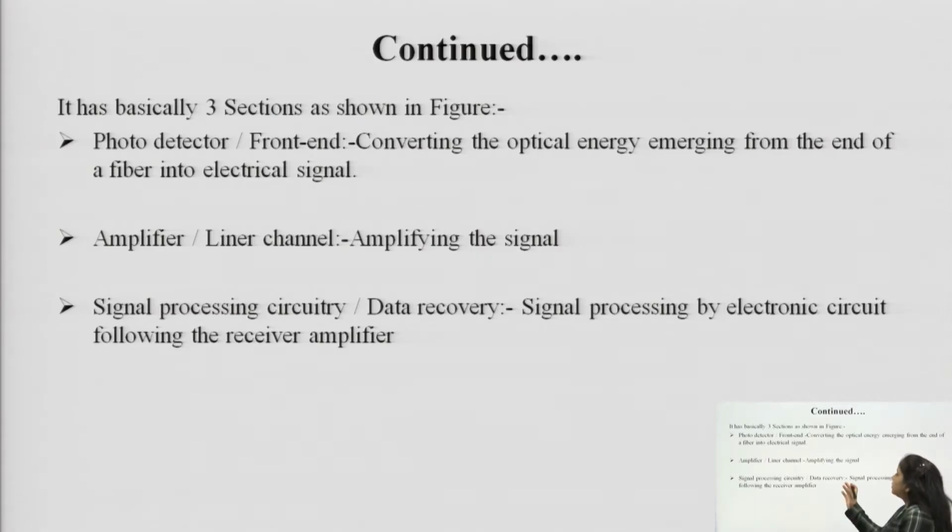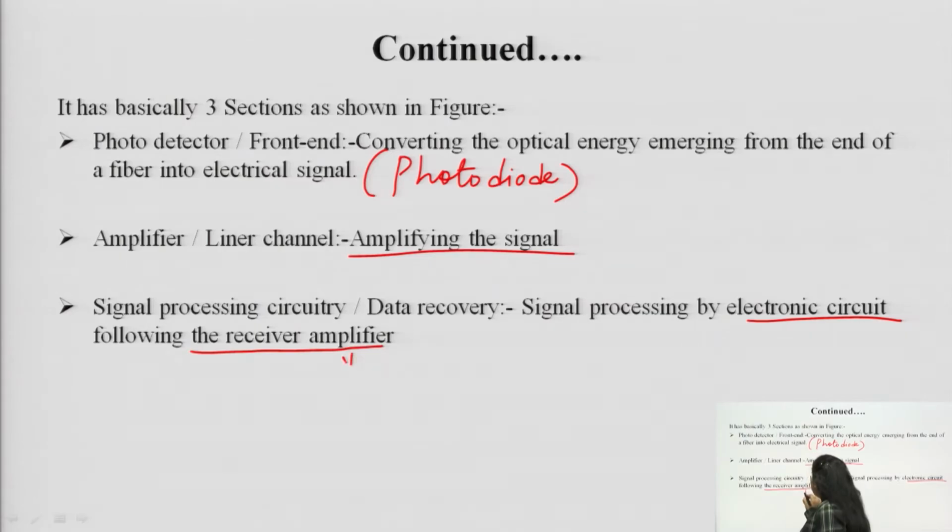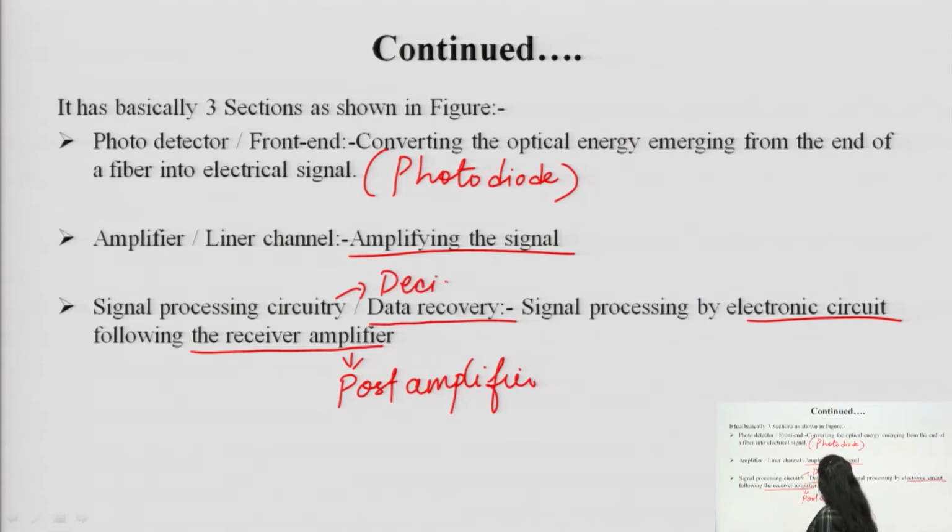Now the same thing is said again. The photodetector converts the optical energy emerging from the end of the fiber into the electrical one, and this function is provided by our photodetector or photodiode. The next section of the receiver is the amplifier section, which is used for amplifying the signal. The last one is the signal processing circuit, which comprises the electronic circuit following the receiver amplifier, and the amplifier at the end is called the post amplifier. This is the signal processing circuit, which we can also call the data recovery circuit or the decision making circuit.